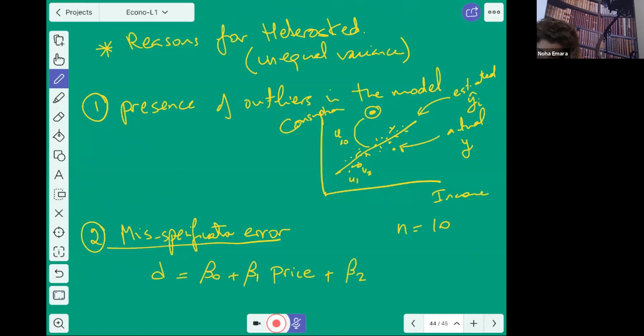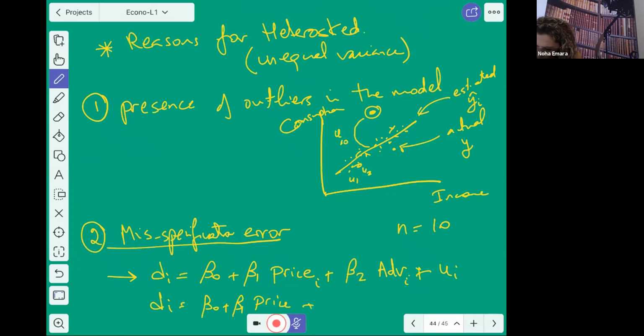Let me think about one of the variables I want to include. Let's say advertisements on the product, okay? And then you have the amount of errors, indexed by i, because it runs over all the goods that you have. Suppose this is the correct model. And suppose that you decided to estimate a model that is beta naught plus beta 1 price, and that's it, you stop here.